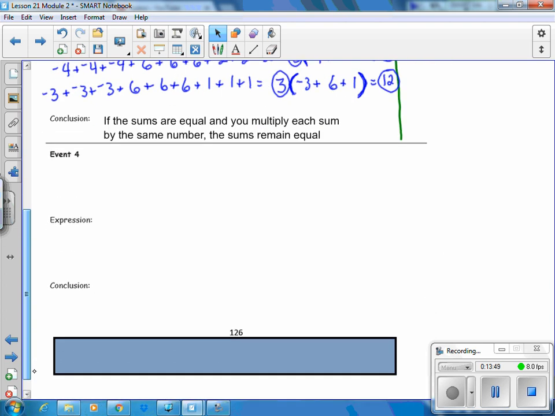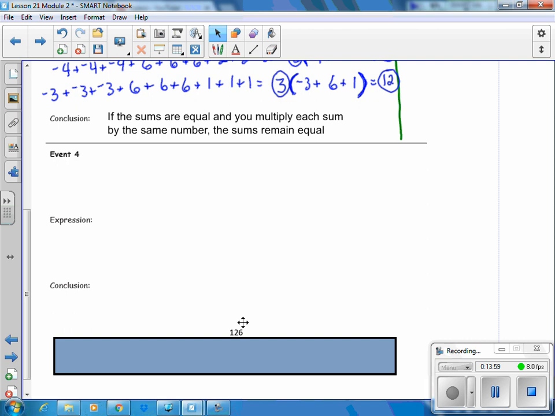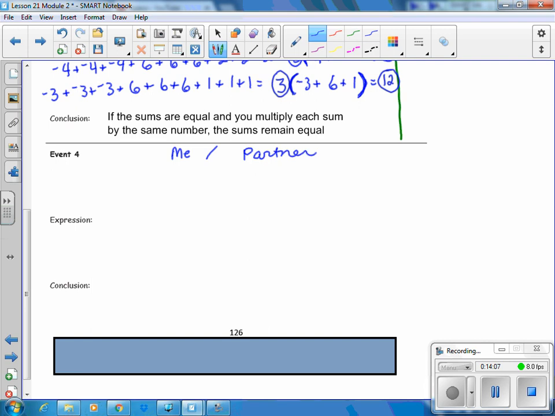Event 4. For this problem, we are going to give you a card and you're going to divide your score by that card. So we have, let's put me here and the partner here. And your cards are -4, 6, and 2. Your partner's cards are -3, 6, and 1.